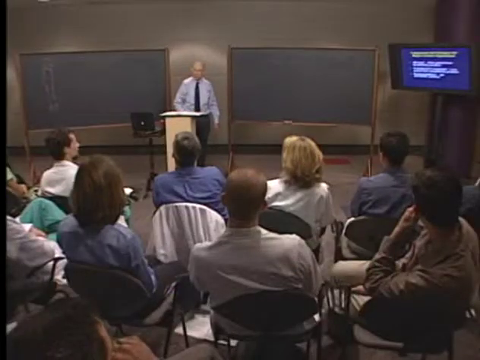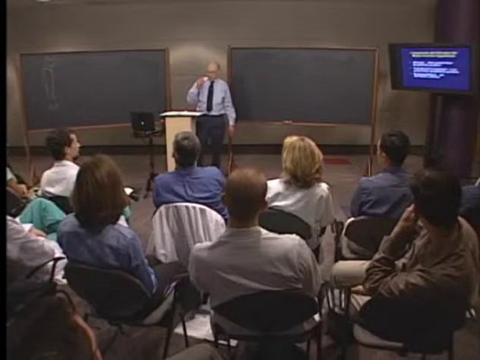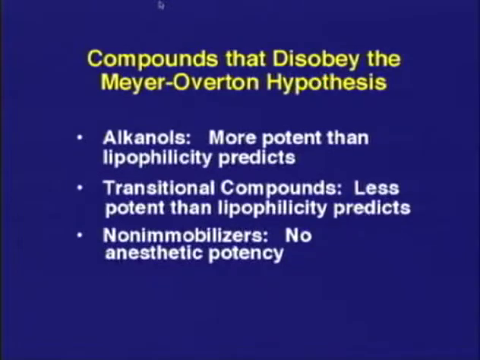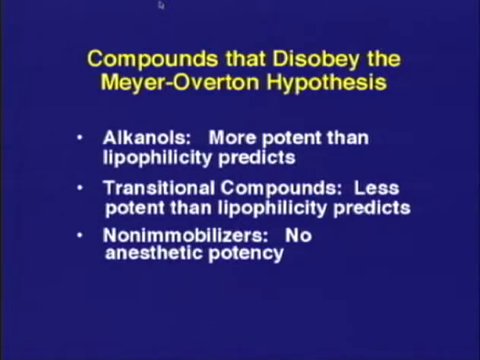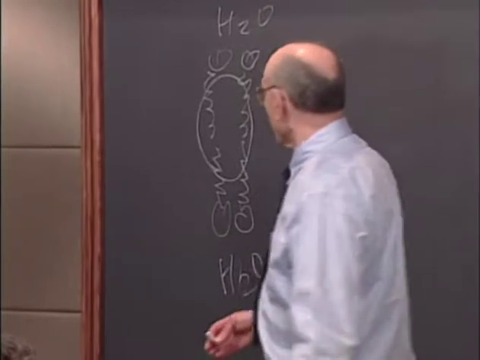The problem is that not all anesthetics follow the Meyer-Overton constant. We've got anesthetics like alcohols that are more potent than their lipophilicity predicts. And we have some very special compounds called transitional compounds that are less potent than their lipophilicity predicts. And then we have compounds like non-immobilizers. Everybody know what a non-immobilizer is? What does its name imply? Well, if it's a non-immobilizer, what doesn't it do? Doesn't create immobility. I mean, here's a non-immobilizer.